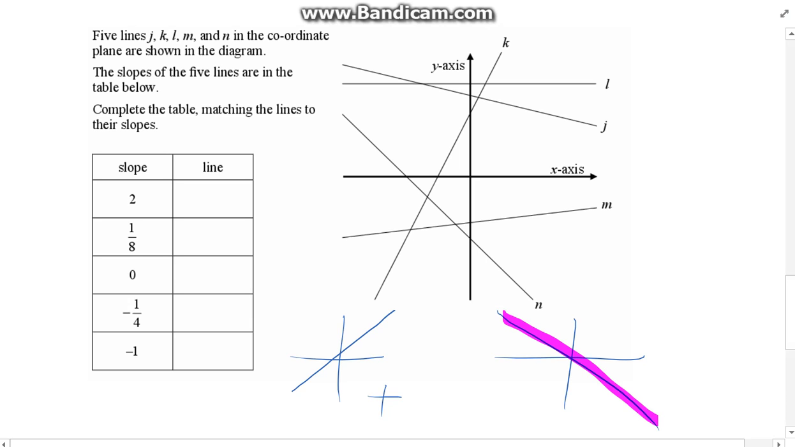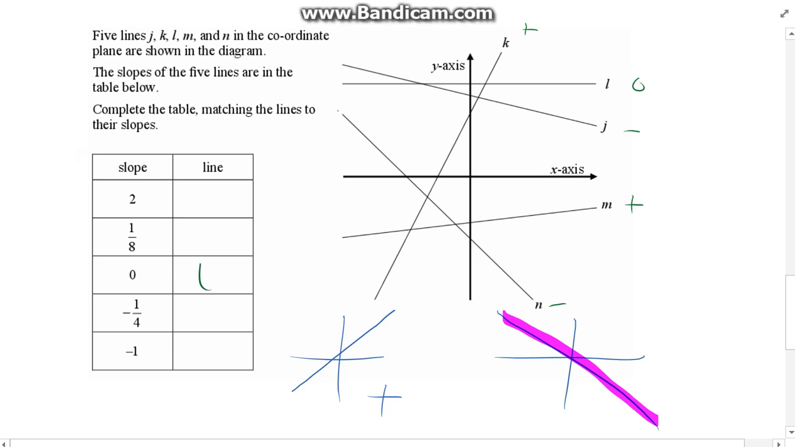So the first thing we can say from these graphs is K is positive, because from left to right it goes up. N, if I look at that line, goes down, so that's negative. M is positive because it goes up. J is negative because it goes down from left to right. And L is going to be 0 because it didn't go up or down. So the first thing we can fill in is L.